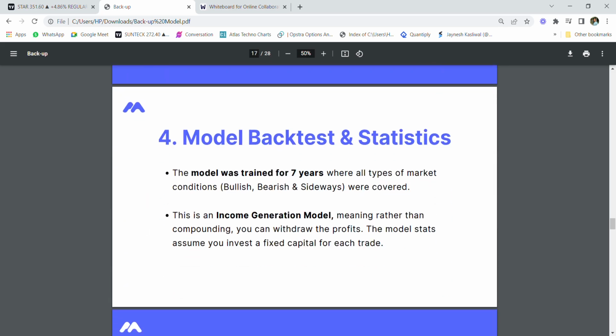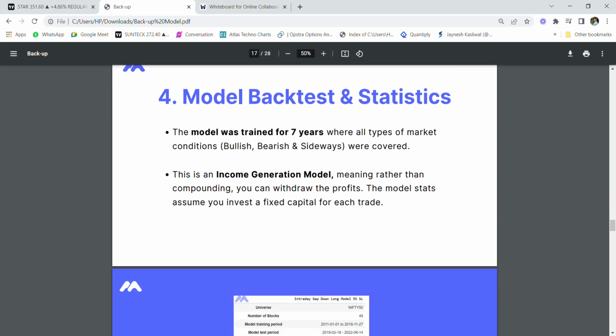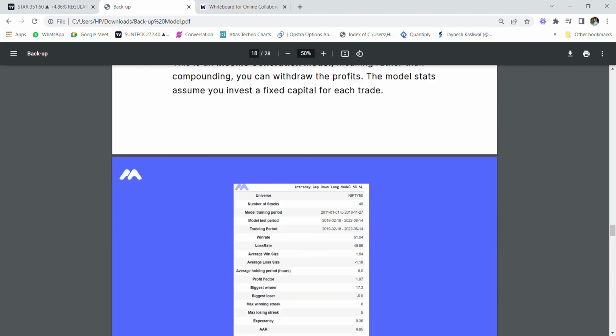Now, what is the model backtest and statistics basically? The model was trained for 7 years, where we covered mostly all types of markets like bullish, bearish, and sideways, so that we are able to test this model in all scenarios. This is generally an income generation model, where we are trying to capture the profits and not use the profits to compound the results, right? So we will withdraw the profit from the strategy, whatever profit and loss that we make.